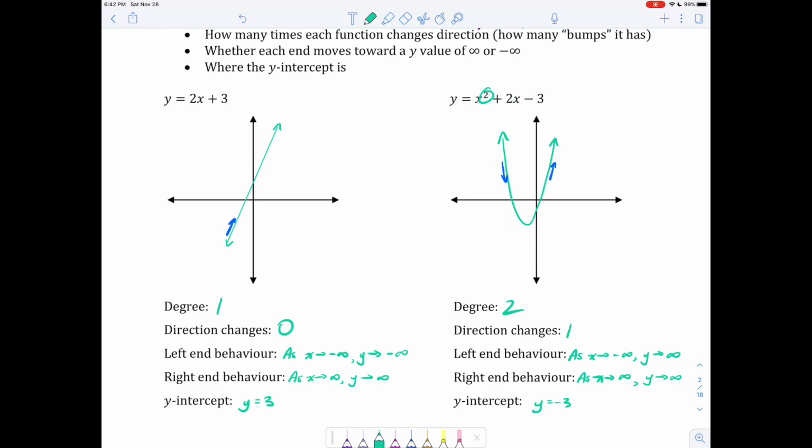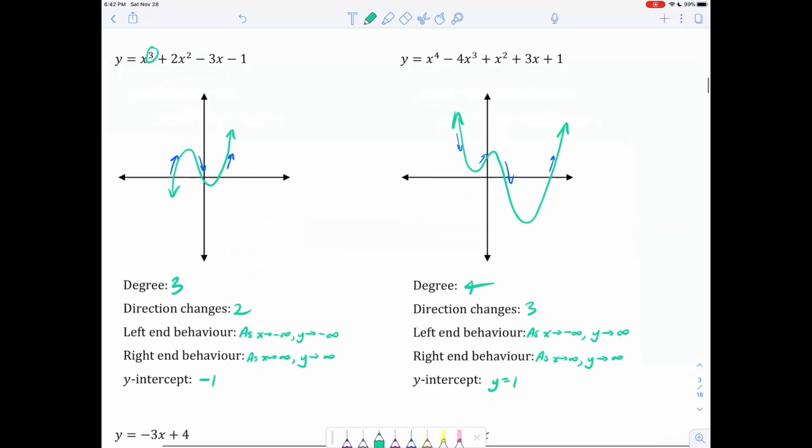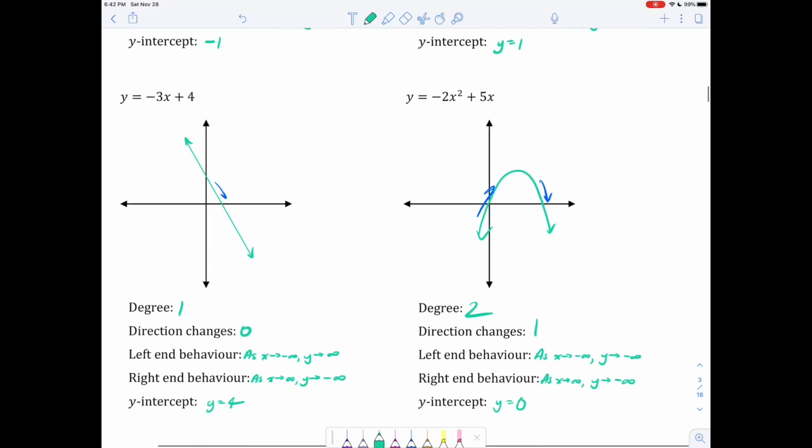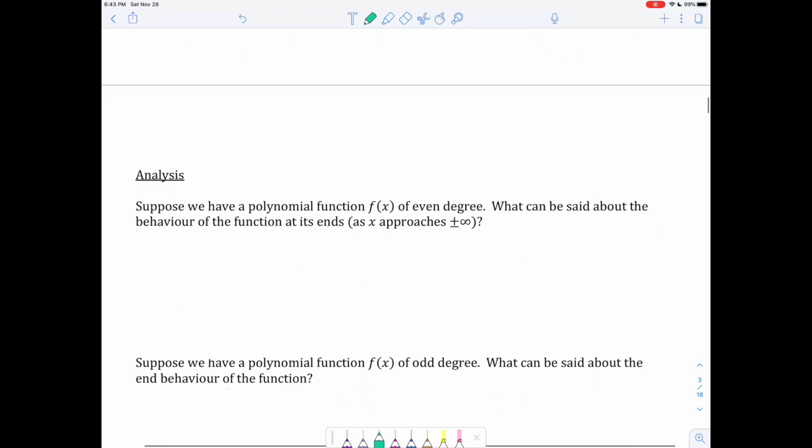Negative 3 in this case, negative 1 in this case, positive 1 in this case, and these last two we had a positive 4 and a 0, I guess. So that's worth noting. We do have some other stuff to do with left end behavior and right end behavior and how that is impacted by our function type. So let's do some analysis.